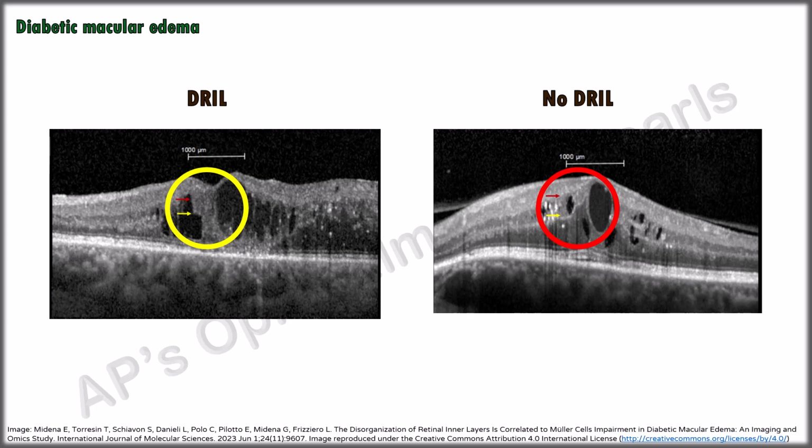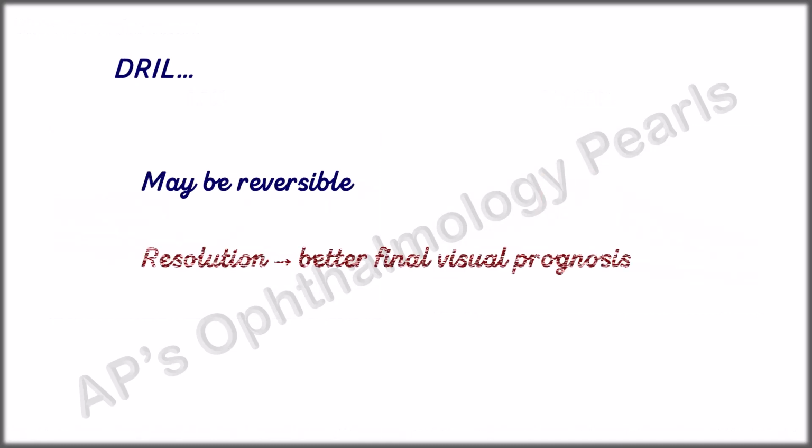Costa et al. found that the presence of DRIL at baseline was a major risk factor for the recurrence of macular edema in vein occlusion. DRIL may be reversible, and there is a better final visual prognosis for patients in whom the DRIL resolved. DRIL is believed to be due to vascular changes resulting in ischemia.